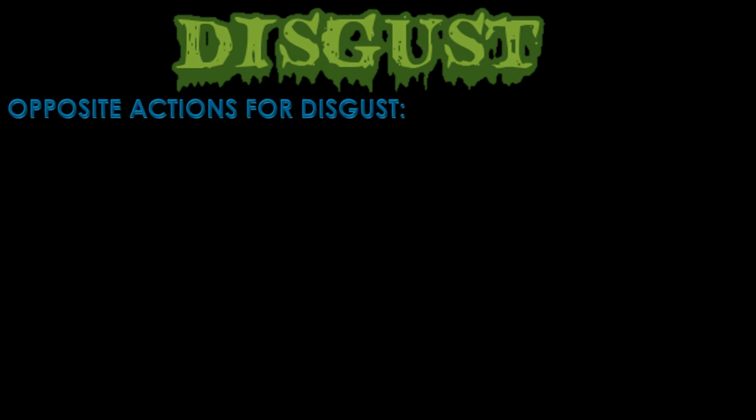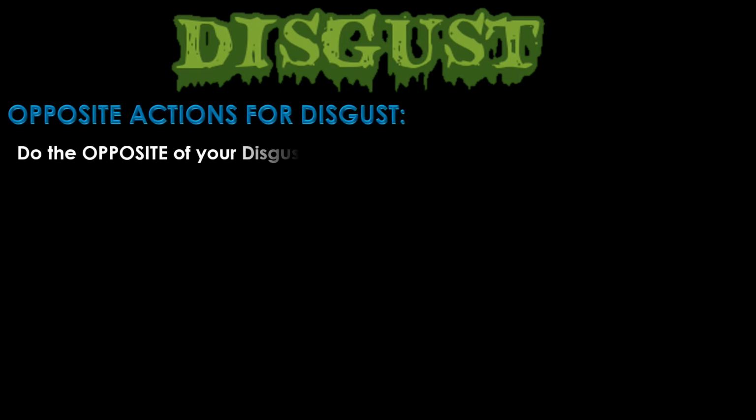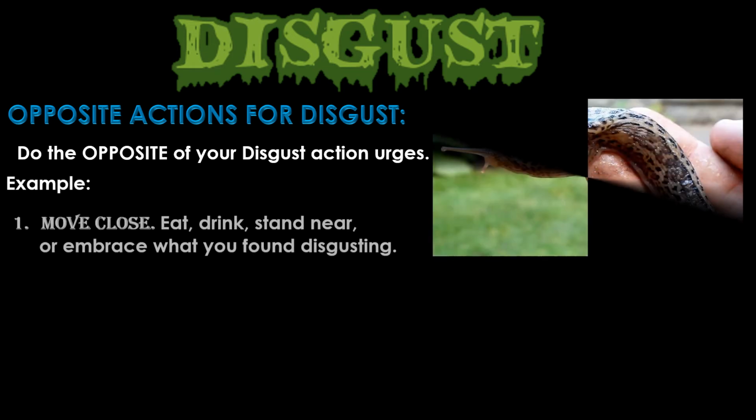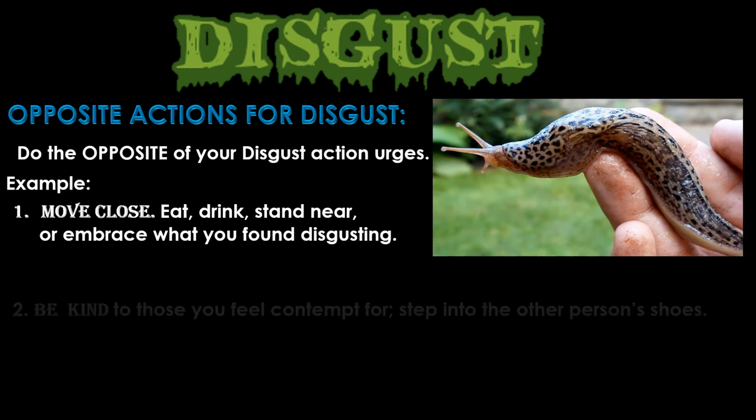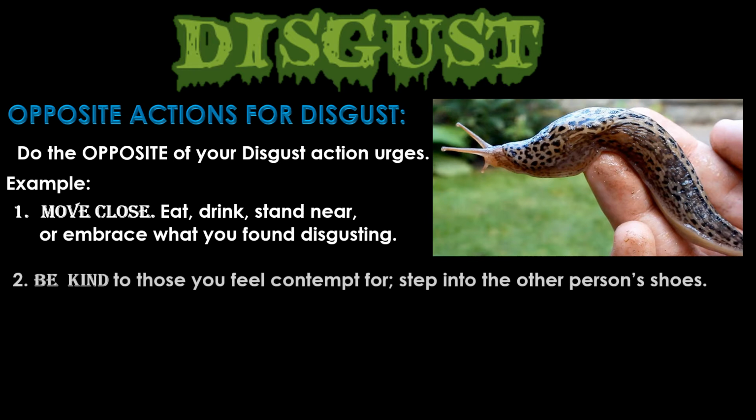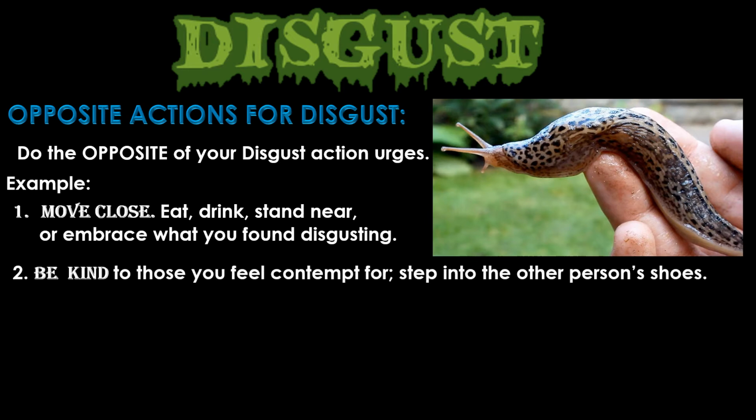Opposite actions for disgust: do the opposite of your disgust action urges. Examples here would be, number 1, move close. Eat, drink, stand near, or embrace what you found disgusting. And number 2, be kind to those you feel contempt for. Step into the other person's shoes.